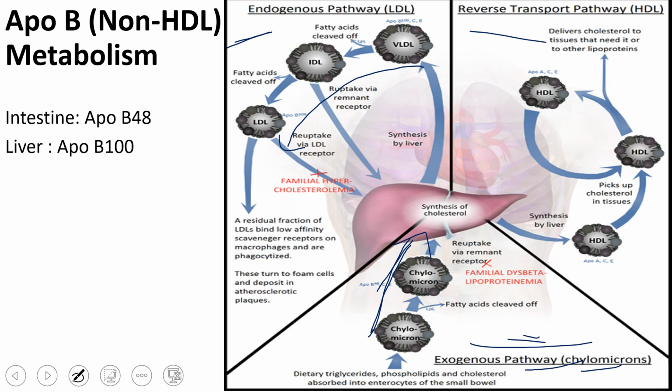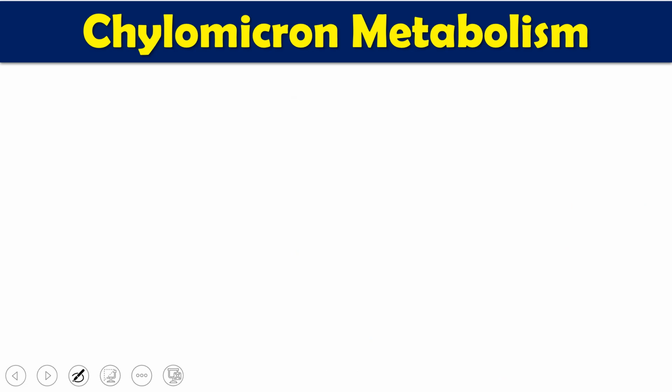Endogenous pathway is through VLDL, LDL and IDL. And reverse cholesterol transport is the transport of cholesterol from the tissue back to the liver. That is the opposite way, it is called reverse cholesterol transport, and that is mainly done by HDL. So here we will see mainly the exogenous pathway, that is done by chylomicron.